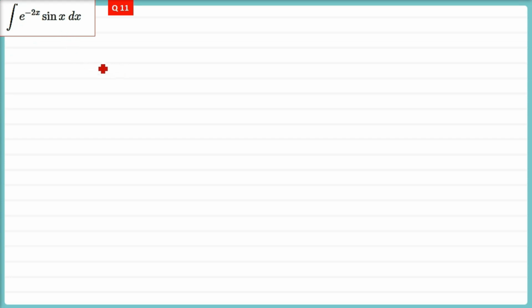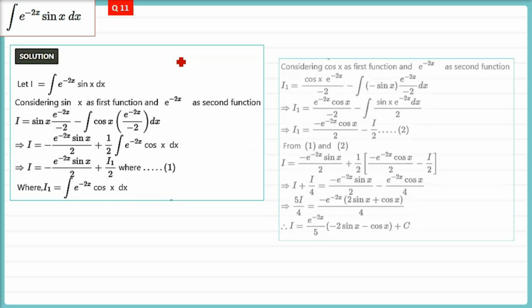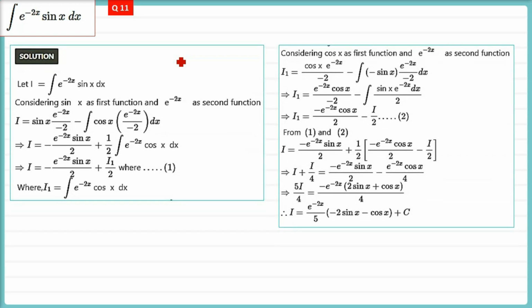So e raised 2x sin x, e raised 2x cos x, e raised negative 2x sin 2x, e raised negative 2x cos x, cos 2x. All these sorts of questions we have done, and you already know how to do this. So let me show you the reference. If you have any problem, just let me know in the comments, and I'm going to solve this again. But if you're following me, then you already know how this question is done.